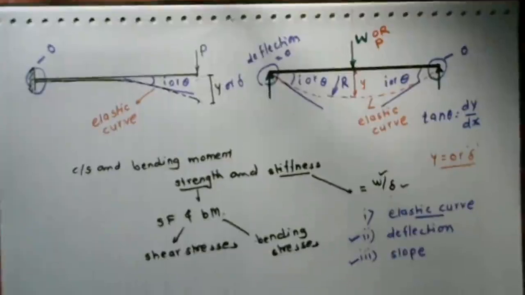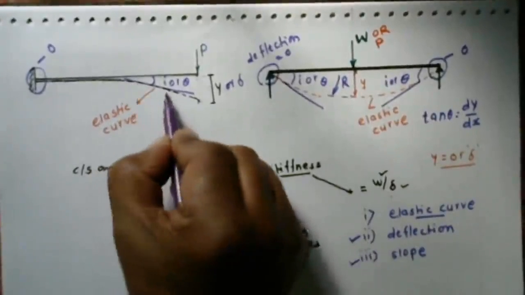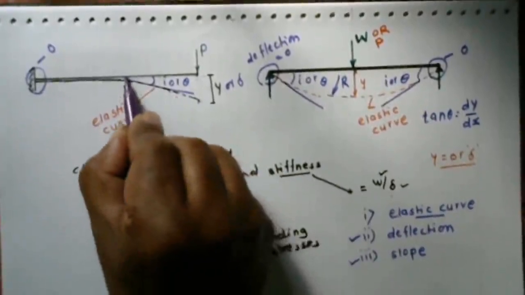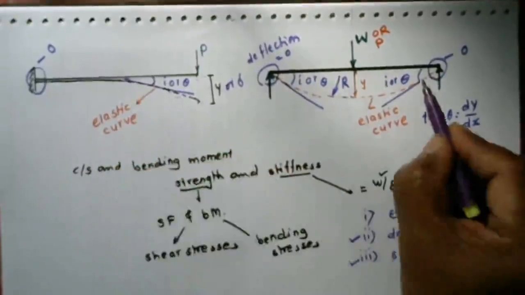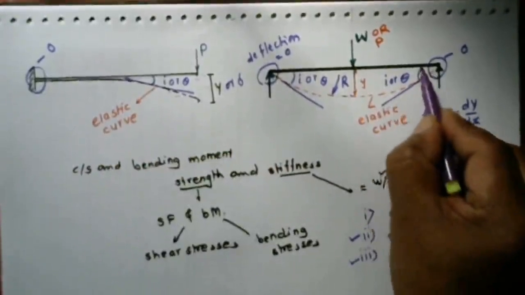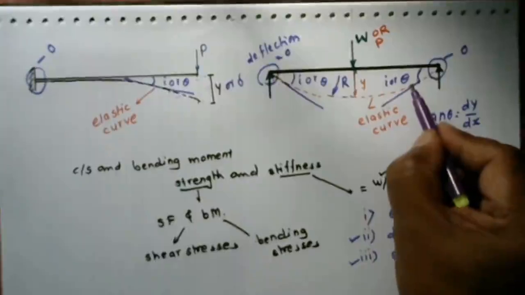And the third term is slope. The slope is defined as the angle in radians between the tangent and the elastic curve. If we consider this simply supported beam, this angle theta, or i, is known as the slope.